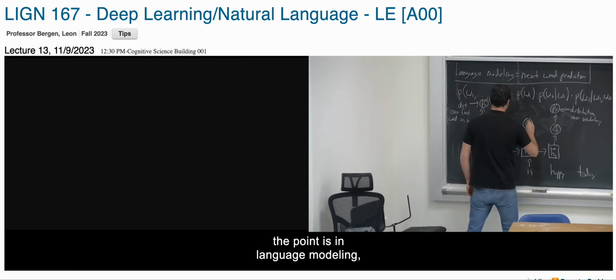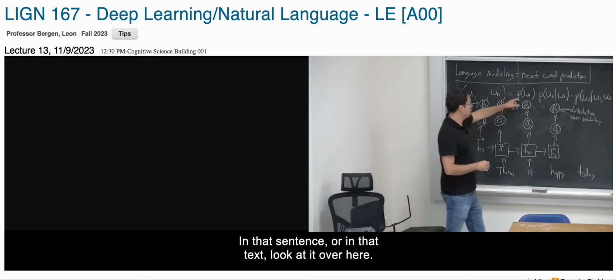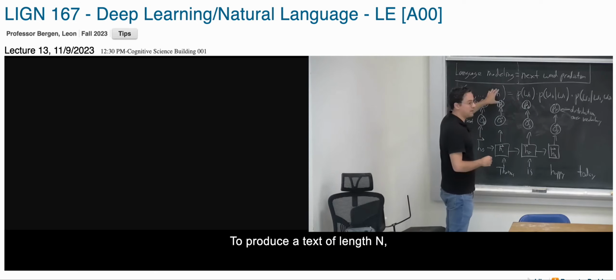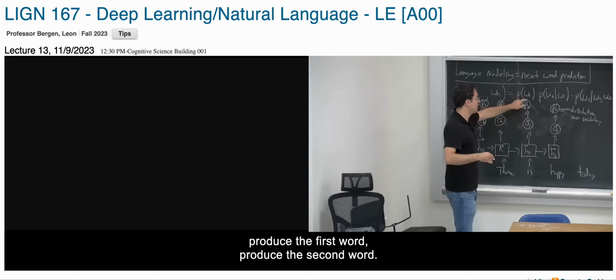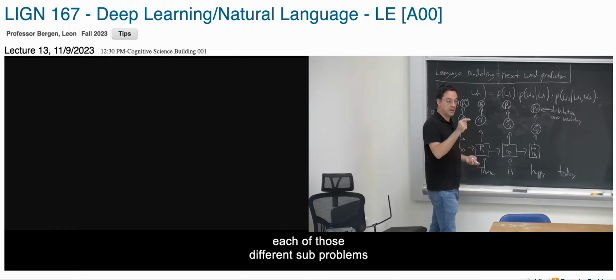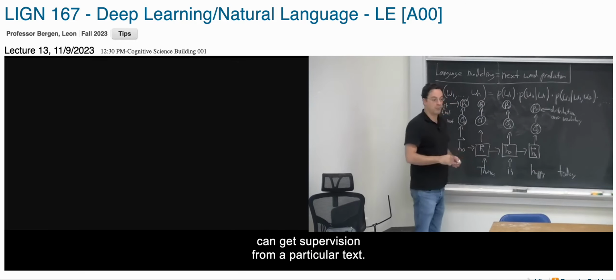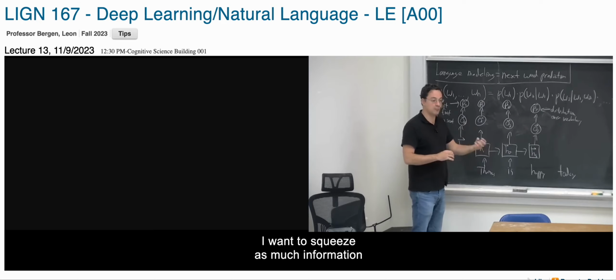So the point is, in language modeling, if someone gives me a text, there's a lot of supervision signal in that sentence or in that text. Look at it over here. To produce a text of length n, I've broken down the problem into n different subproblems. Produce the first word, produce the second word given the first word, all the way up to produce the last word given all the previous words. Each of those n different subproblems can get supervision from a particular text. So I want to squeeze as much information out of this text as I can.